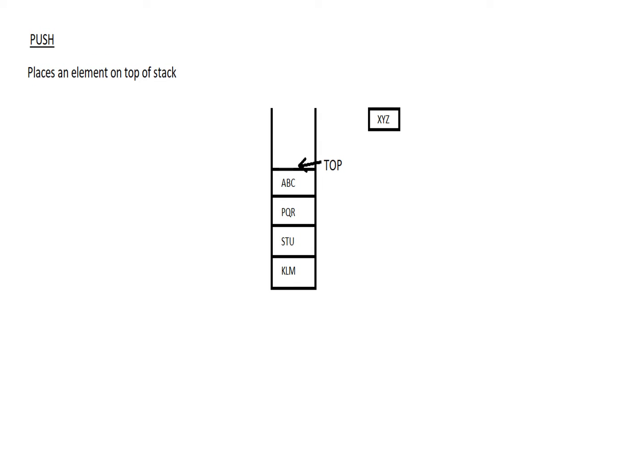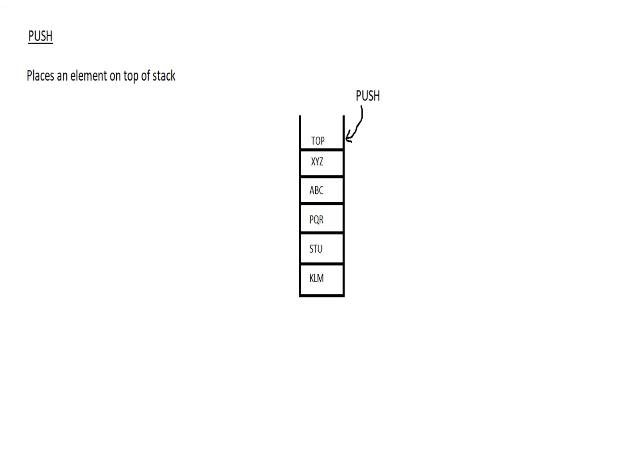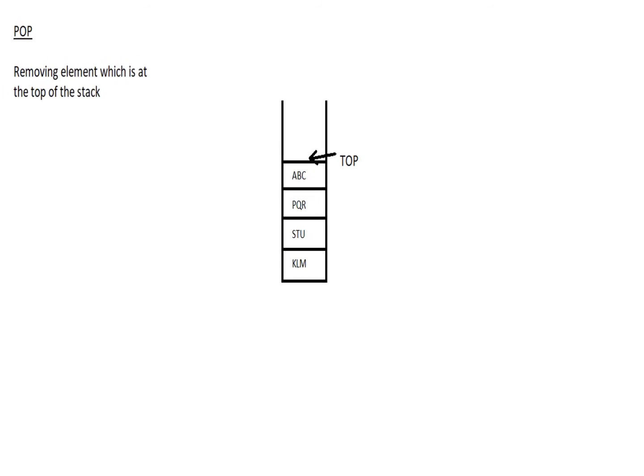Push operation adds an element on the top of the stack. When a new element is added to the stack, its top changes to the newly added element. Pop operation removes the element at the top of the stack. The element which is below then becomes the new top.